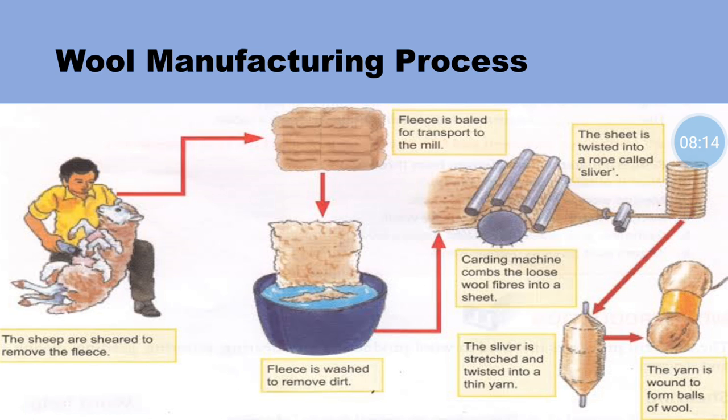Then the dried wool is passed through the carding machine where it combs the loose wool fibers into a sheet. The sheet is twisted into a rope called sliver. The sliver is stretched into a thin yarn. The yarns are wound to form balls of wool. That's all about the wool manufacturing process.